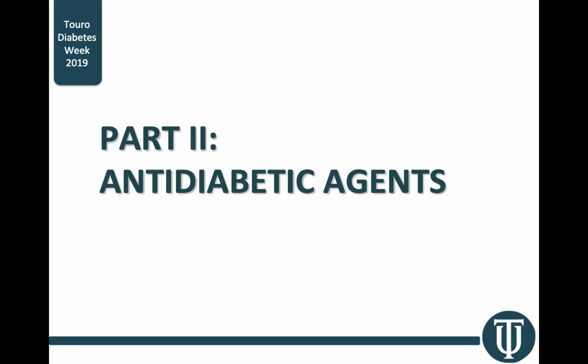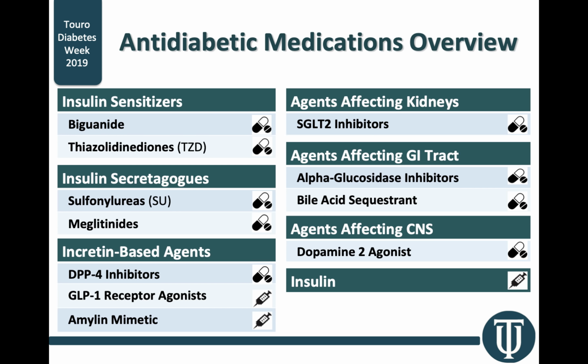So let's get into the meat of this lecture, the diabetes agents. So again, here are the different classes, and we made some symbols to distinguish the oral form. If you see pills, that means they're oral. And if you see a syringe, that means they're injections.